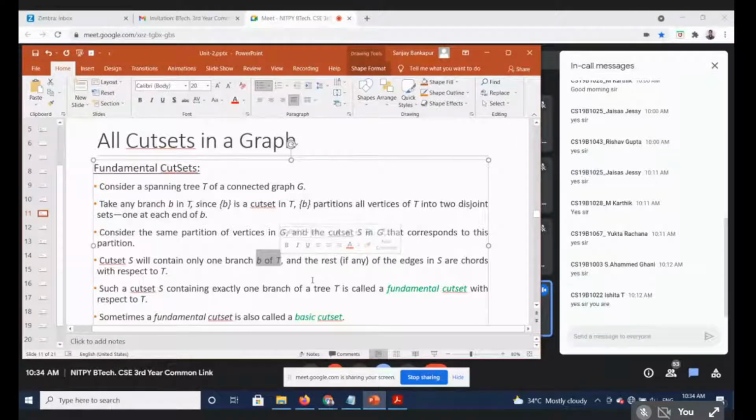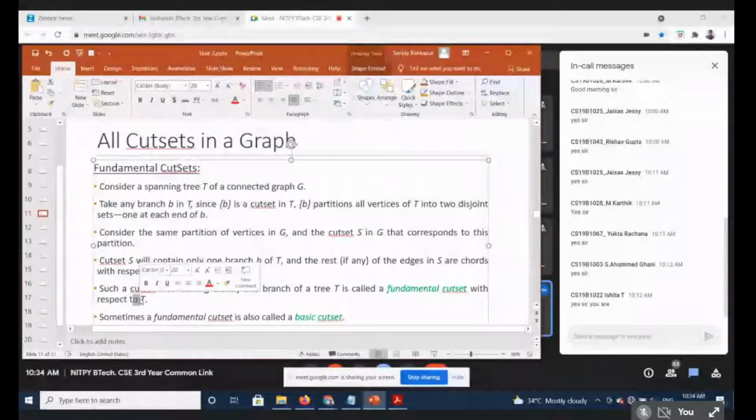There will be only one such, and the rest will be chords with respect to T. Such a cut set S containing exactly one branch of a tree is called a fundamental cut set with respect to T. In a fundamental circuit, it should be by adding only one edge, giving one circuit. Now, in the given cut set, there should be only one branch with respect to the given spanning tree, then it becomes a fundamental cut set.